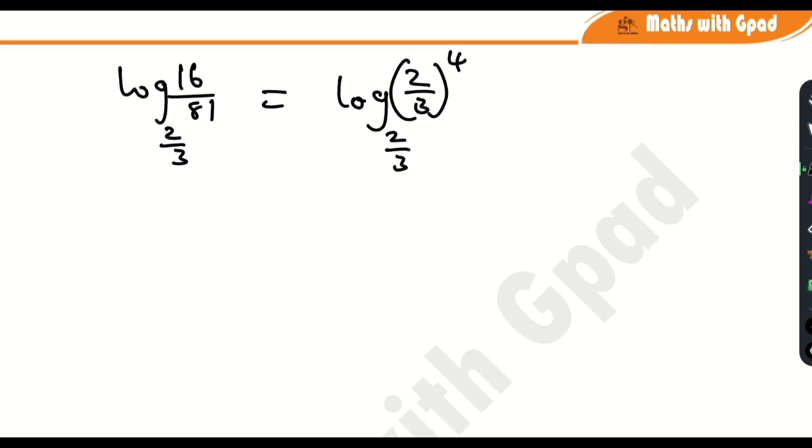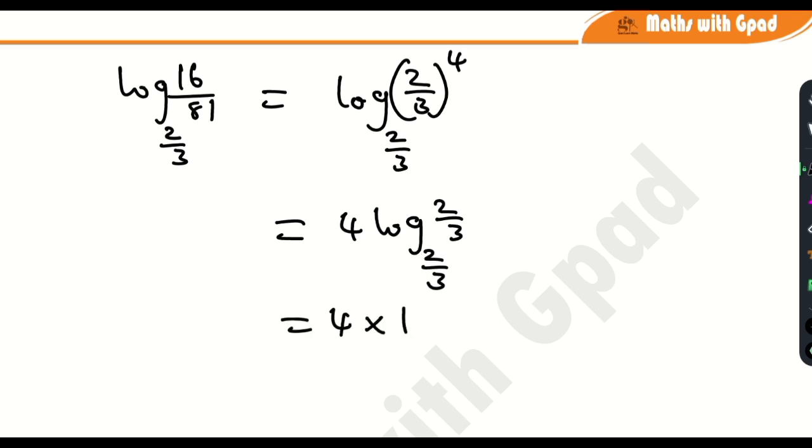So let me just take this off. And like I did tell you from one of the laws of logarithm, if you multiply the logarithm by that exponent, you have 4 log 2 over 3, with base 2 over 3. Can you see that the argument and the base are the same? So we set the logarithm to 1, which is 4 times 1, and 4 times 1 is 4, same as what we got using the previous method.